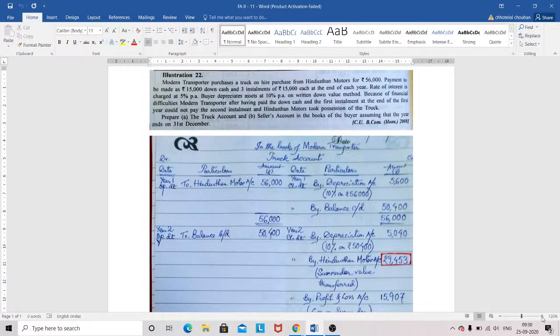Now here lies a very important concept, just look at that. You have made a down payment of 15,000 and 3 installments of 15,000. If I multiply 3 installments of rupees 15,000, your total installment value comes to rupees 45,000. If you add the down payment to that 45,000, your total value arises as 60,000. So your hire purchase price is 60,000 and your cash price is 56,000. The remaining 4,000 will be your interest, which has been included in your installments.